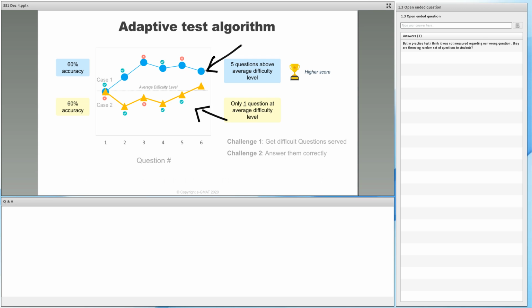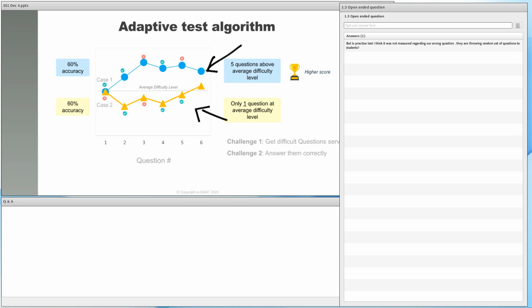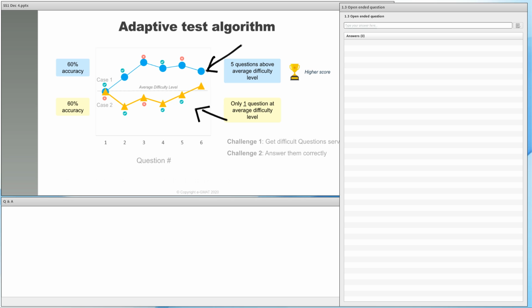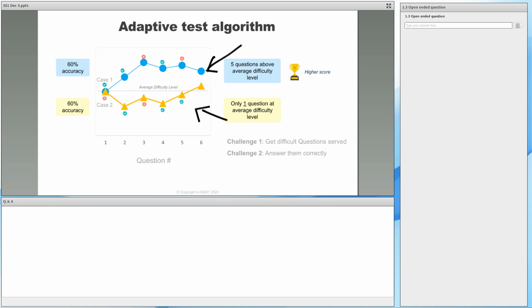Someone said, but in a practice test, I think it is not measured regarding a wrong question. They're throwing a random set of questions. I think you need to reevaluate how the GMAT works if you're really saying that. No, they don't throw a random set of questions. The algorithm is slightly more sophisticated, Nitin, but hold that question, and in the next 2 slides you're going to see data that would refute what you just said. But if you really see that a practice test throws a random set of questions at you, then you should look at the test that you are taking.